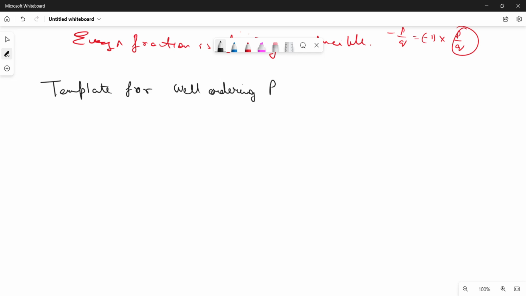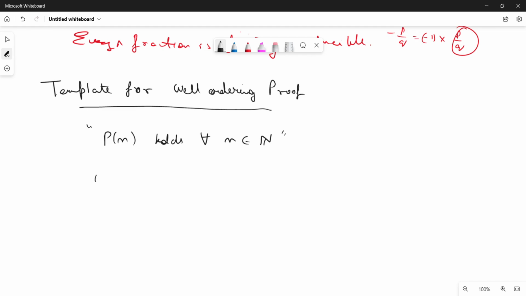Template for well ordering proofs. This basically helps us in proving some statement Pn to be true, that is, Pn holds for all n in natural numbers. Pn is any possible statement. So how can we set up the steps?